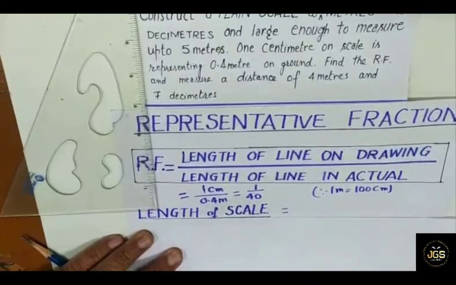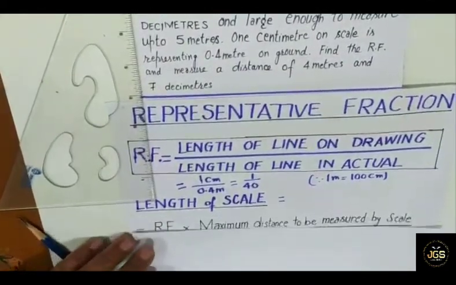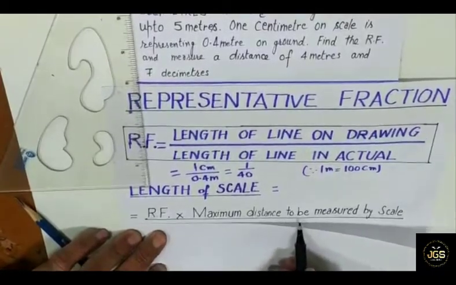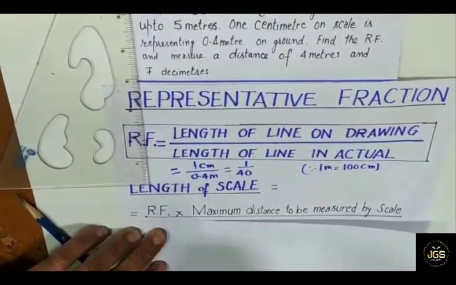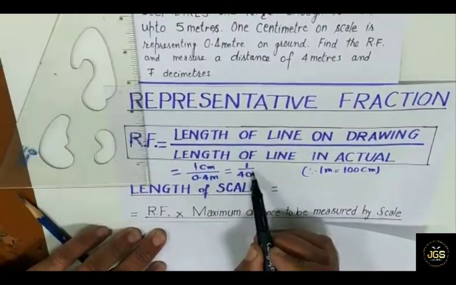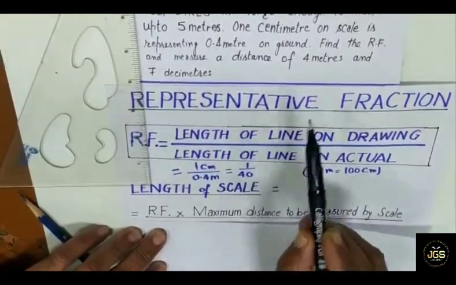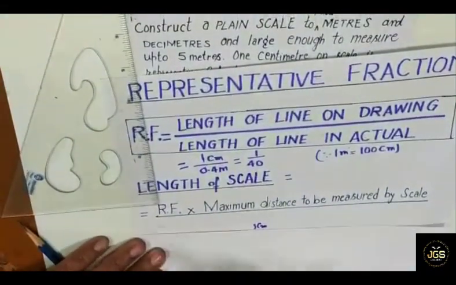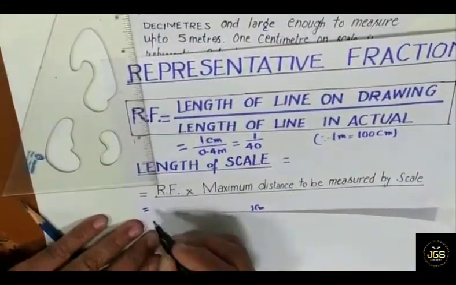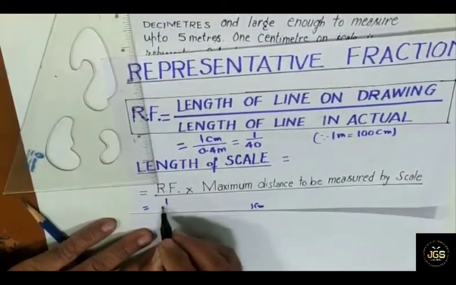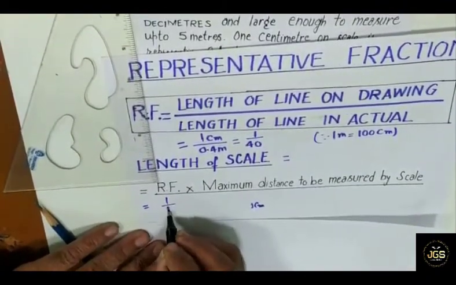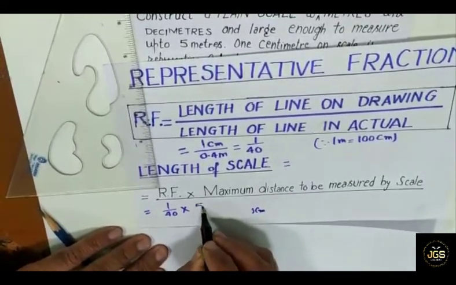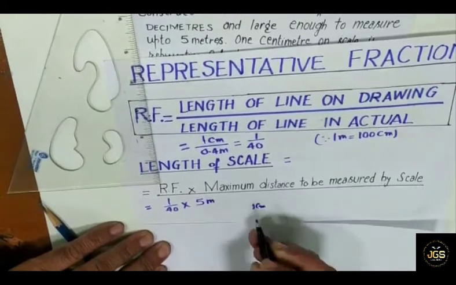Then the second is length of the scale. That is known as LOS. It is given by RF multiplied by the maximum distance to be measured by the scale. In our case, RF we have calculated 1 over 40 and maximum distance to be measured by the scale is 5 meters. So I can calculate the length of the scale as RF is 1 over 40 and maximum distance to be measured by the scale is 5 meters. If you put the 5 meters, answer will be in the meters.